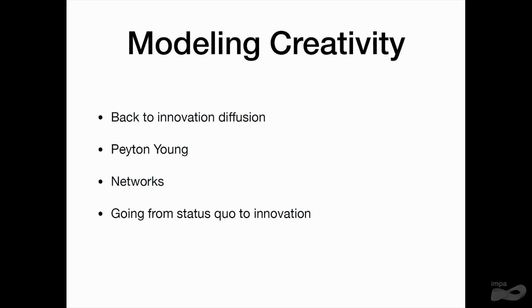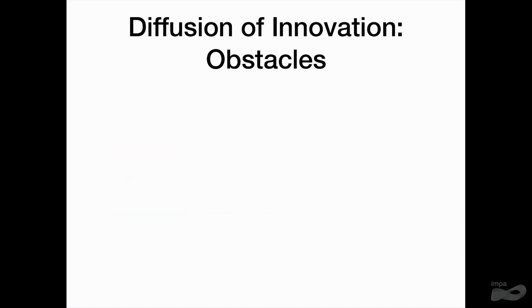So to put all this together to start modeling creativity, I went back to what Peyton Young was doing, because this idea of going from status quo to an innovation, of transitions and networks, fit really well into the experiments and the kinds of things I wanted to do. But there were some obstacles with what was being used, what I wanted to do, and what I observed and learned from the experiments.